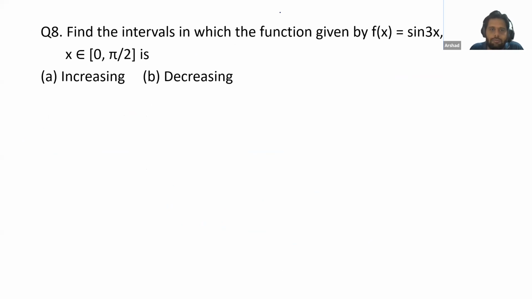Now next question. Find the interval in which this function given by f(x) is equal to sin 3x is increasing and decreasing. Please try this question. And all of you, please complete the assignment of increasing, decreasing, and rate of change.